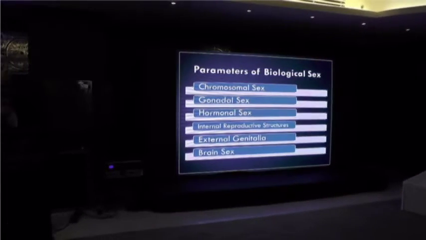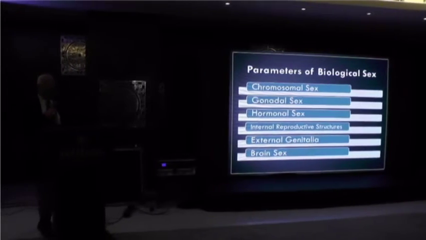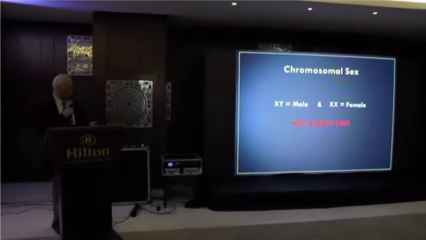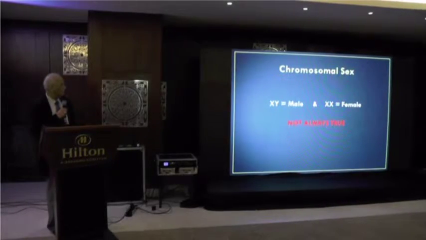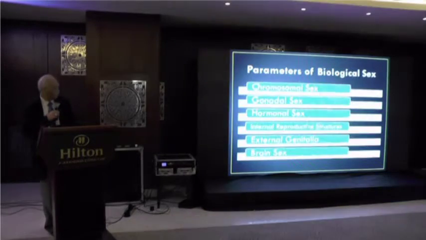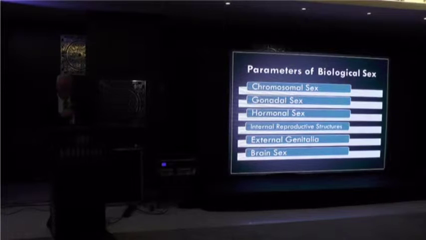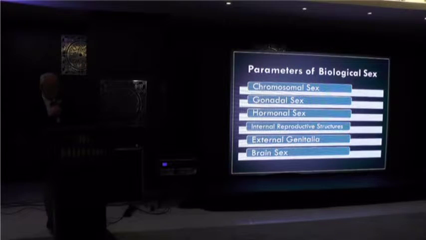Parameters of biological sex. There have been 5 parameters, but now brain sex has been added. Chromosomal sex, gonadal sex, hormonal sex, internal sex organs, external sex organs, and now brain sex.